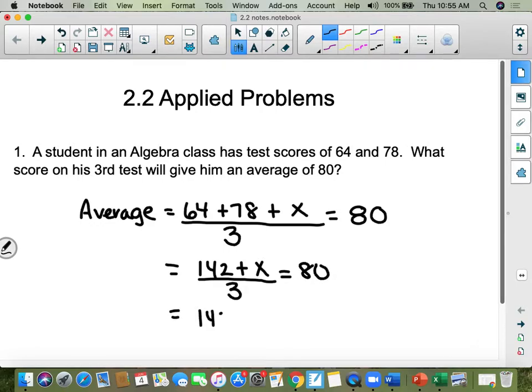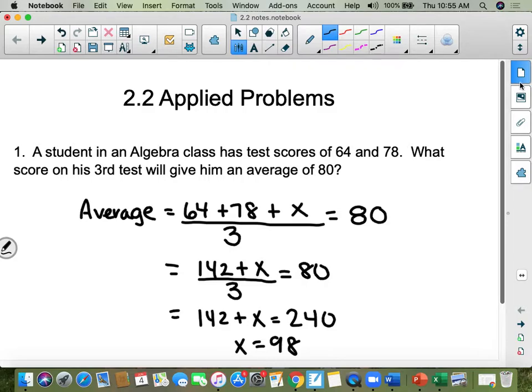So 142 plus x has to equal 240 because I multiply both sides by 3. Subtract 142. You almost need a perfect paper. You started off really bad with a score of 64, so you need a 98 on your third test to get a class average of 80.